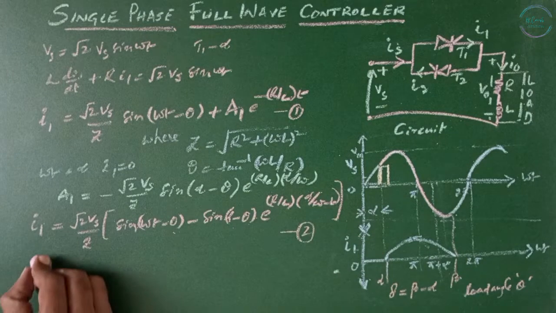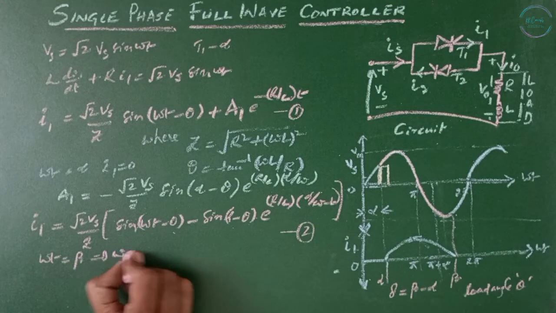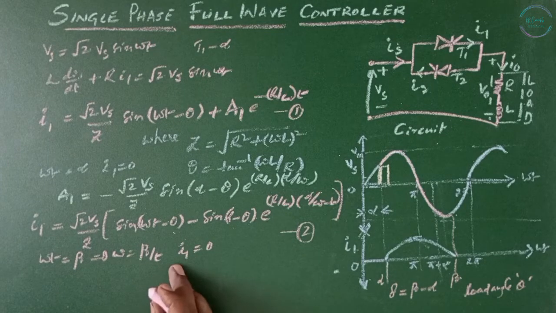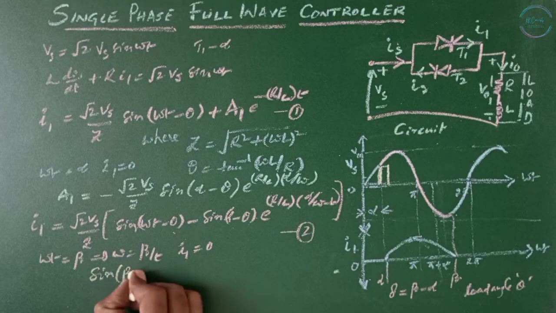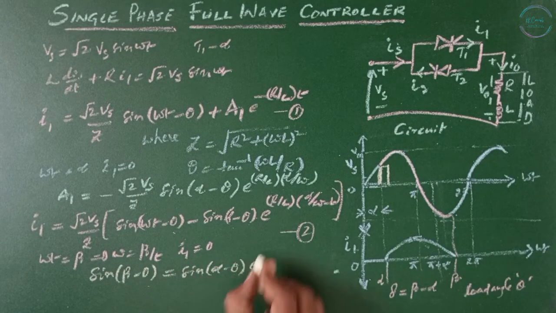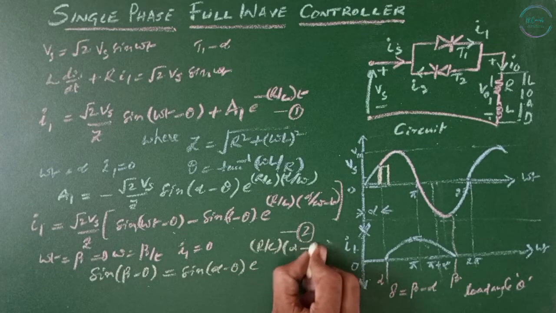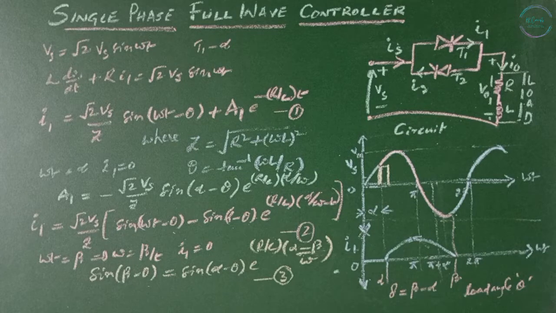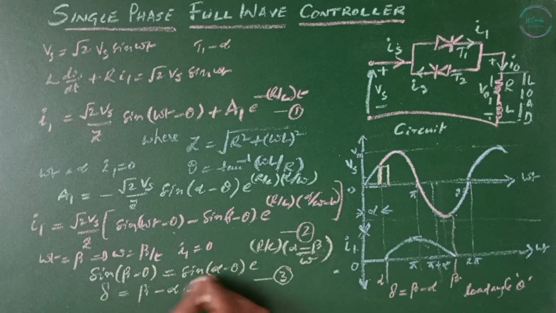Now, at omega t equals beta, I1 equals 0. By substituting this in the above equation, sine beta minus theta equals sine alpha minus theta times e to the power of R by L of alpha minus beta by omega. This is equation number 3. The angle beta, which is also known as the extinction angle, can be determined from this equation. Once beta is known, the conduction angle delta can be found using the formula delta equals beta minus alpha. This is equation number 4.